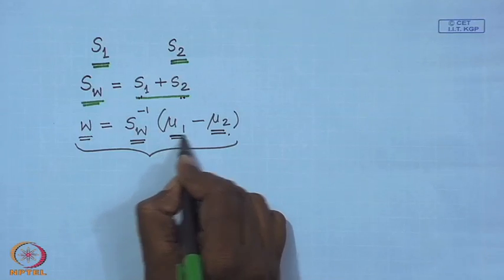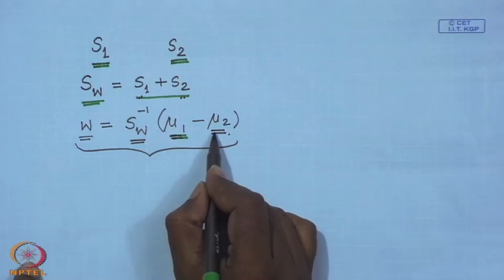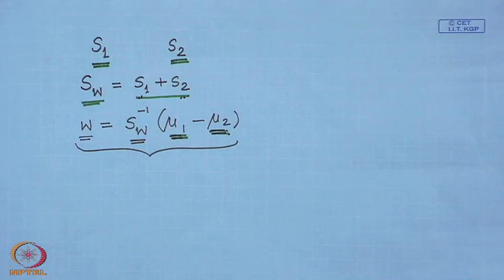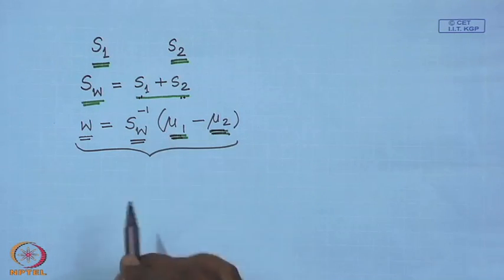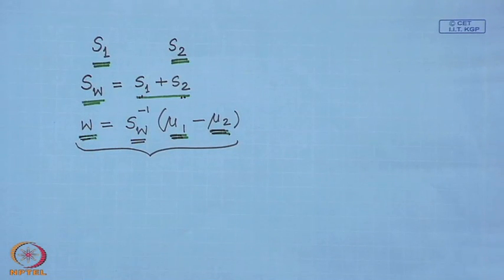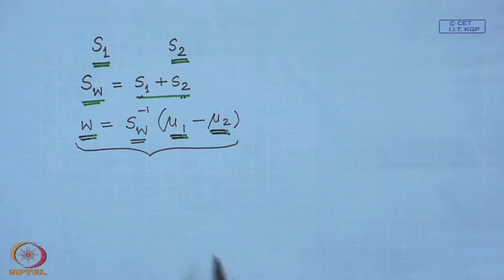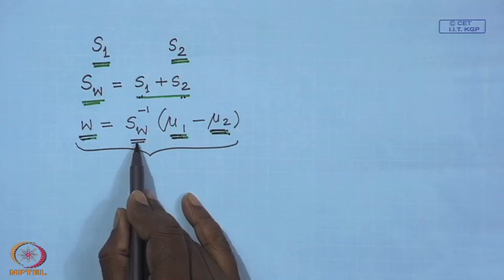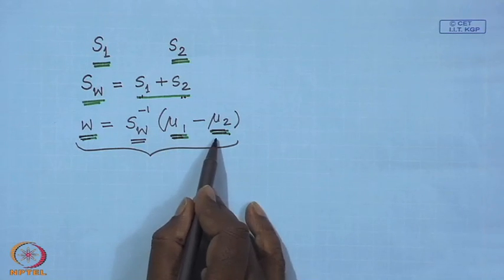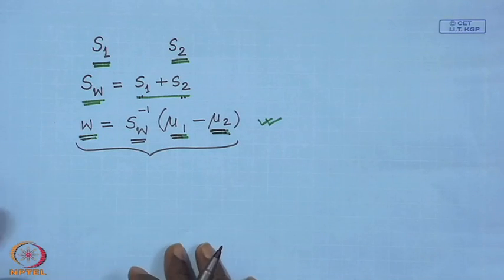Mu 1 is the mean of the samples belonging to class omega 1, and mu 2 is the mean of the samples belonging to class omega 2. So, once I have this, then the direction of the projection, or the projection vector which maintains separability, will be given by SW inverse into mu 1 minus mu 2. This solution has been obtained by solving a generalized eigenvalue expression.